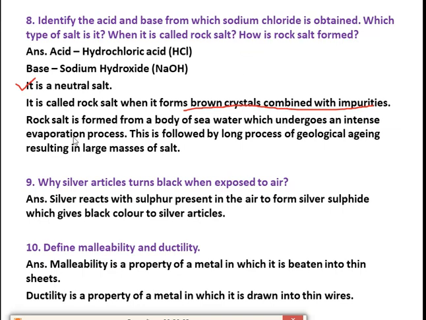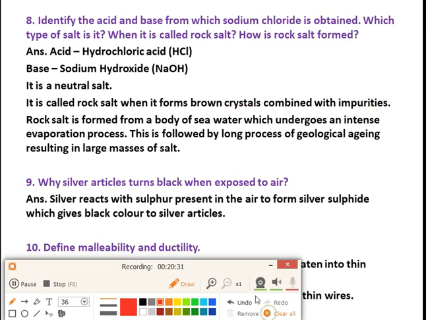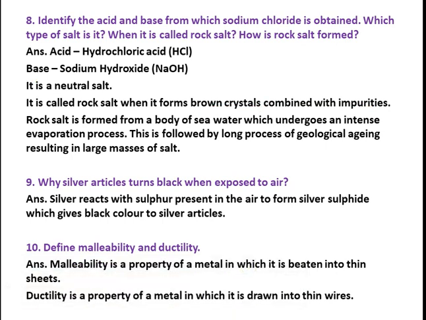How is rock salt formed? Rock salt is formed from a body of seawater which undergoes an intense evaporation process. Suppose we have a sea, and because of the sunlight the water gets evaporated very quickly. It is followed by a long process of geological aging resulting in large masses of salt. When the water evaporates, we get the crystals of the salt, and it takes a long period of time. It is formed by the process of evaporation of the seawater.